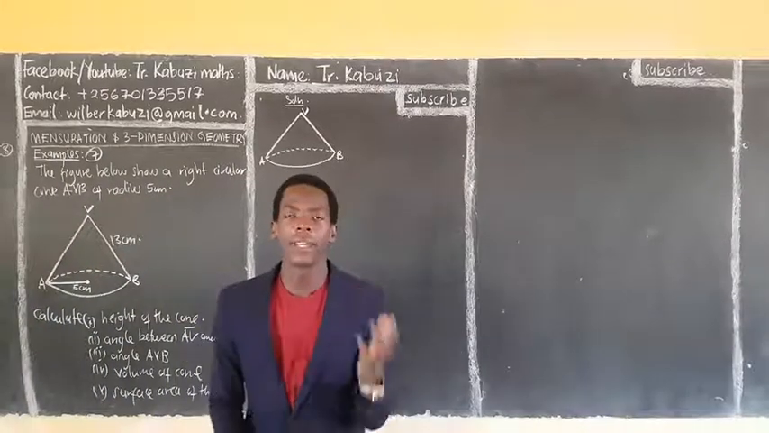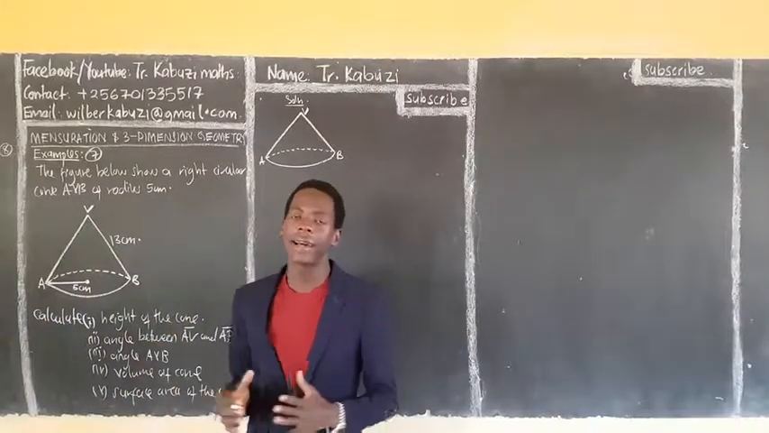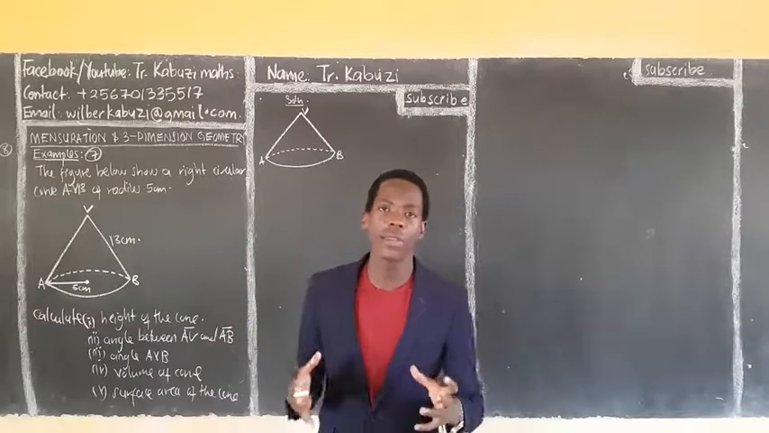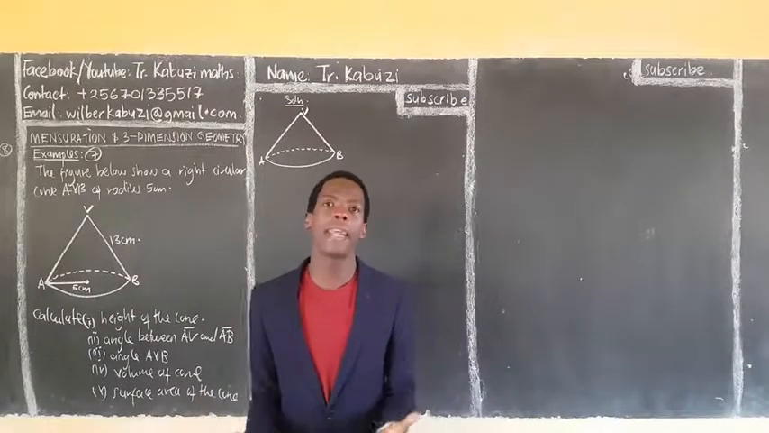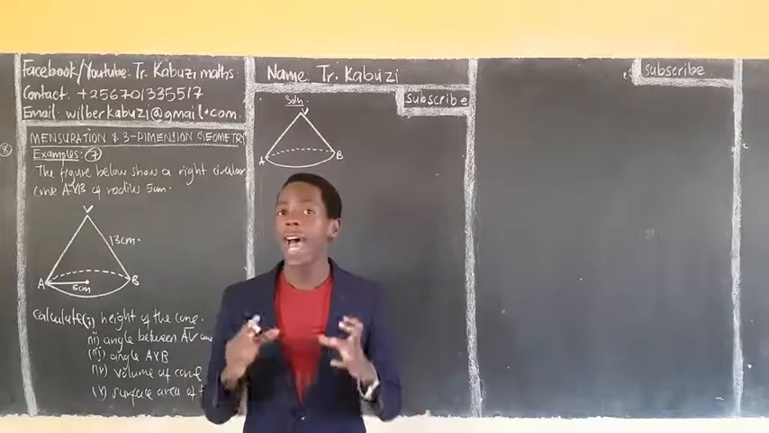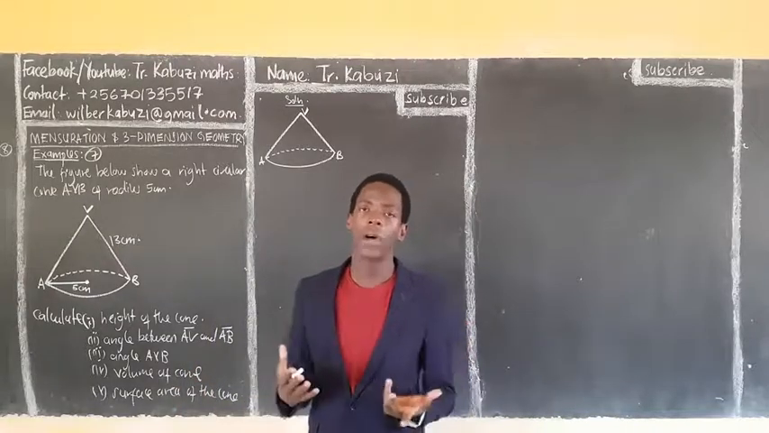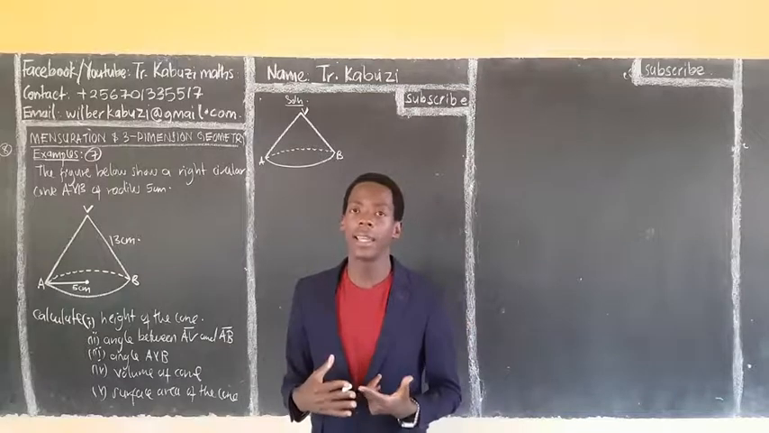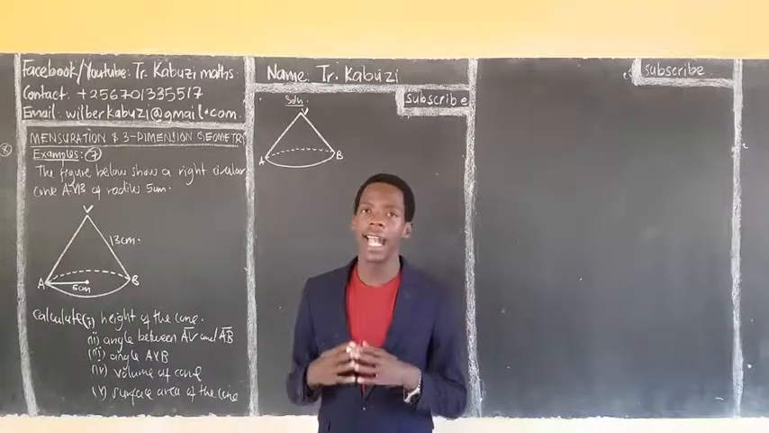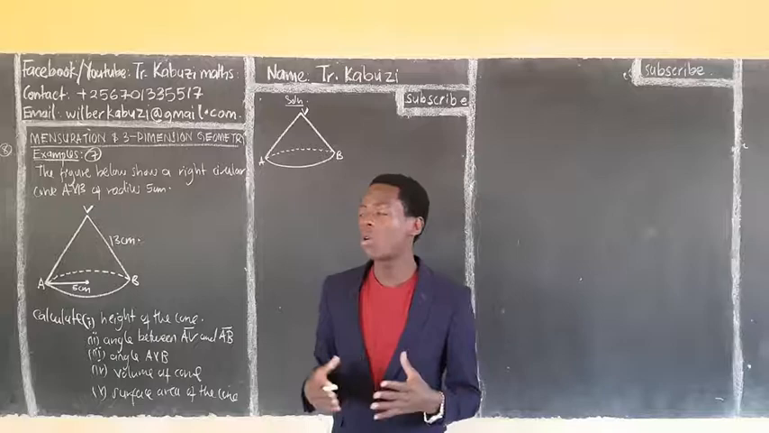Okay, so welcome members. Let us see how we handle these examples. We are going to see now how we handle a cone, how we get its surface area, how we get the volume, and so on. Start with now. A cone has what we call the slanting side. It has a height, it has a radius, and so on.